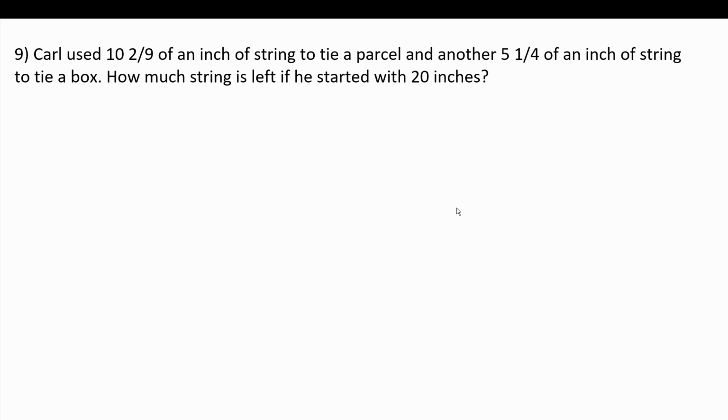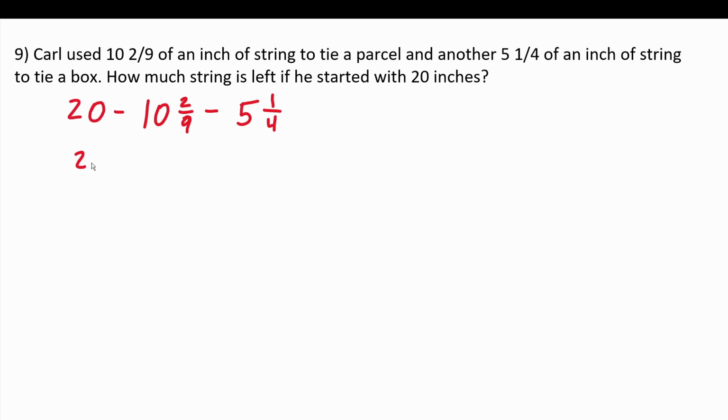All right, number 9 says Carl used 10 2/9 of an inch of string to tie a parcel and another 5 1/4 of an inch of string to tie a box. How much string is left if he started with 20 inches? So this looks like this: 20 minus 10 2/9 minus 5 1/4. As you can see, we're subtracting two mixed numbers from a whole number, notably 20. So we're going to have to do some conversions here in order to proceed.